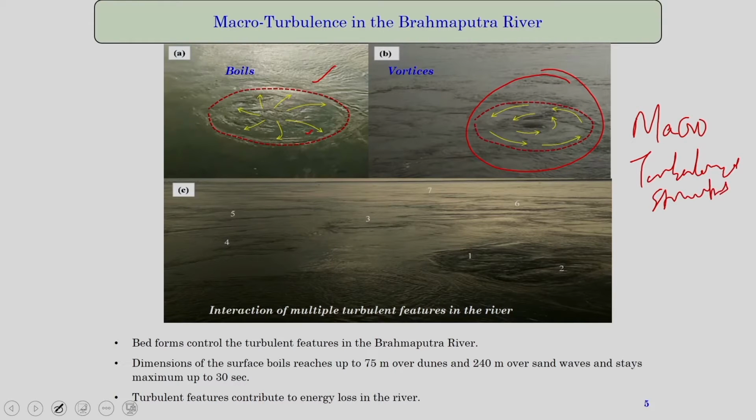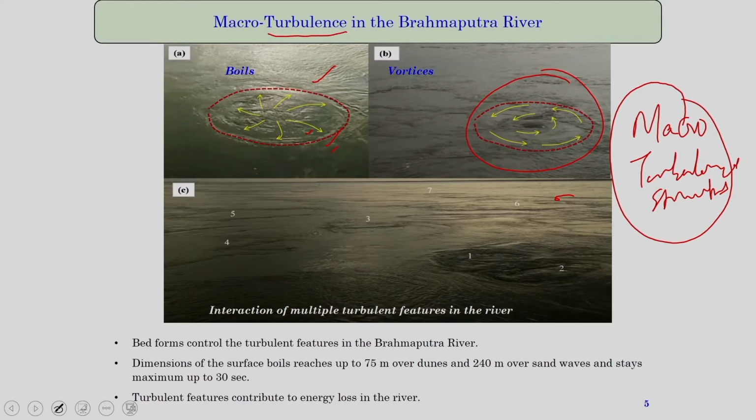So these structures are also responsible for the flow behavior change, the velocity, depth, and also the change in the sediment transport process. Because of the presence of the boils and vortexes, or macro turbulence, the sediment transport process changes in terms of source, in terms of deposition, in terms of transport. That's what changes it, because of the presence of the macro turbulence.